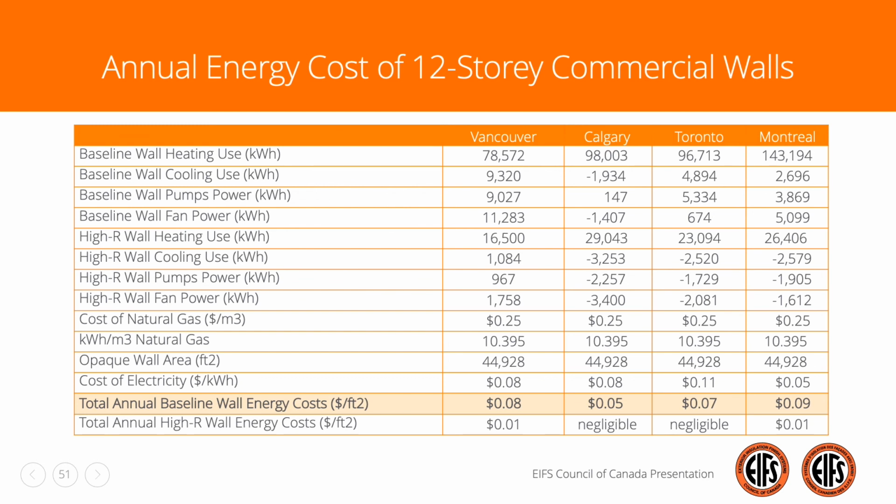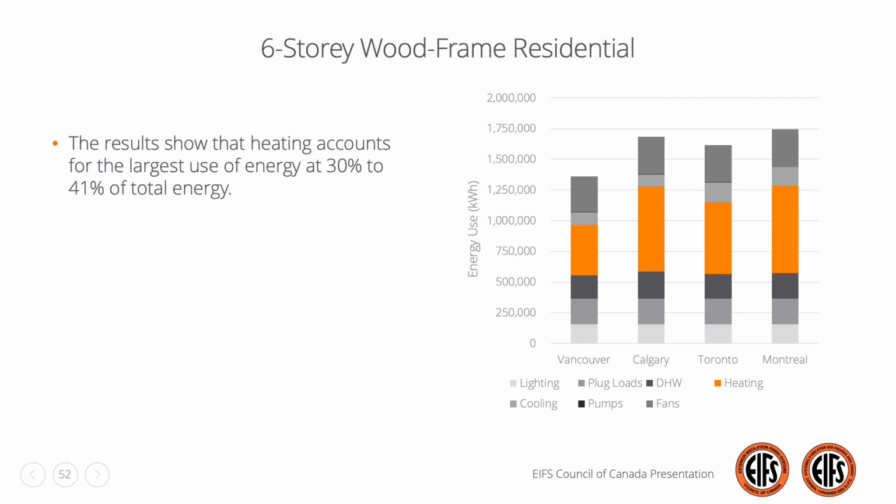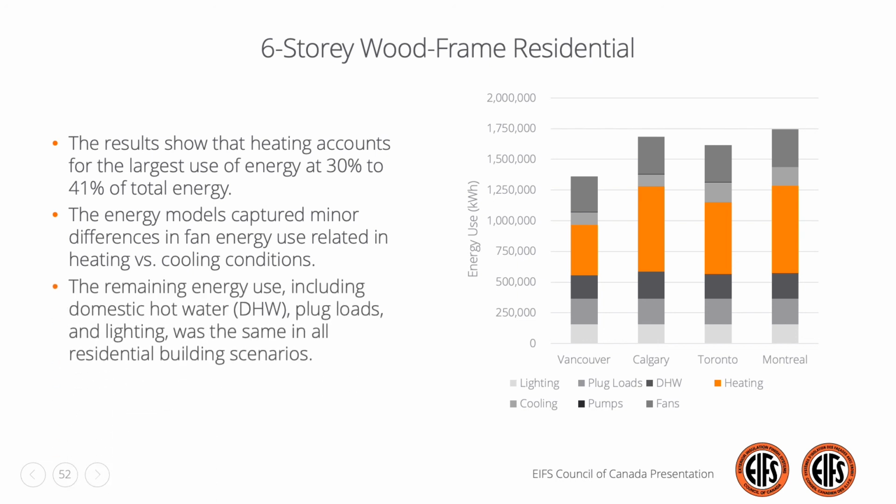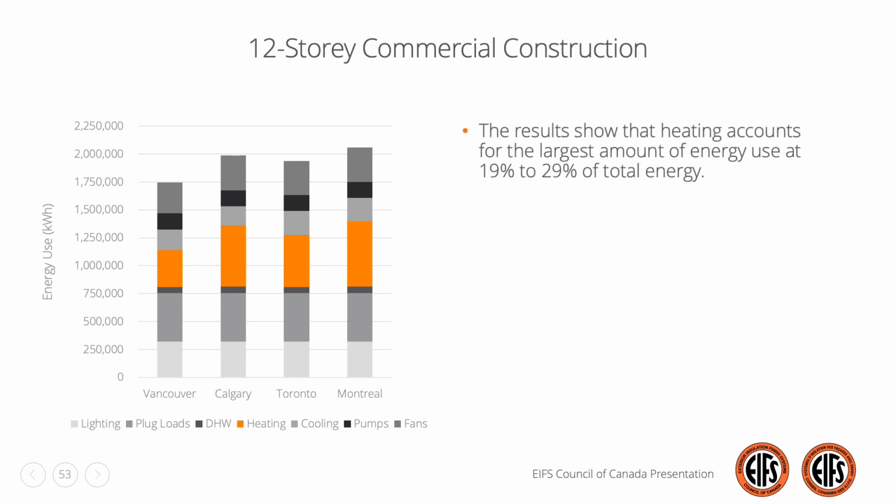Looking now at the results in aggregate, that is, all things considered, no surprise that the results show that heating accounts for the single largest consumer of energy at 30 to 41% of total energy use. The models also captured some minor differences in fan energy use relatable to heating versus cooling conditions. The remaining energy use, including our hot water, plug loads, lighting, etc., was the same in all of our residential building scenarios.